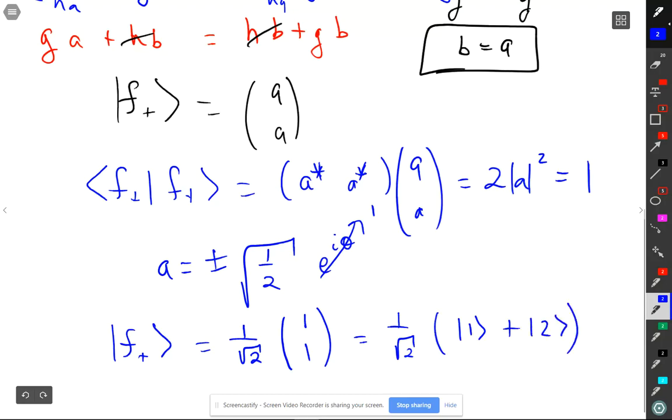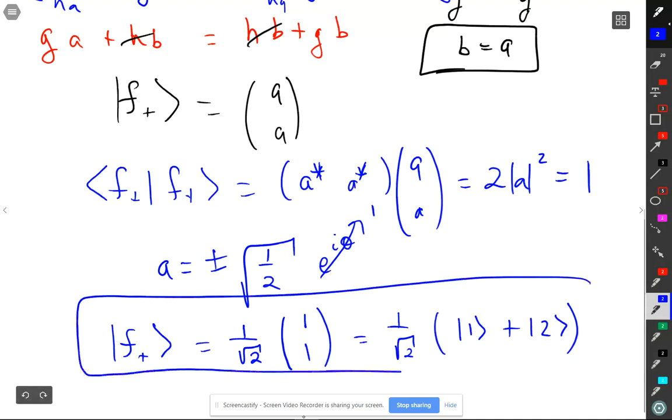And you might say, wait, how do you get the last part? I got the last part by taking the original 1 and 2. 1 was 1, 0, and 2 was 0, 1. And if I take 1, 0 plus 0, 1, it gives me 1, 1. So now I have found one eigenvector and both eigenvalues. What remains is to find the other eigenvector.